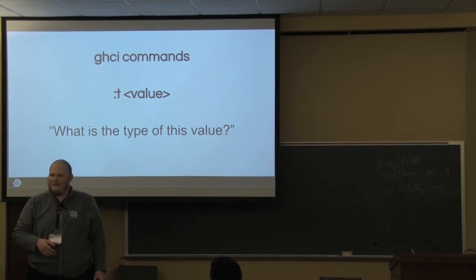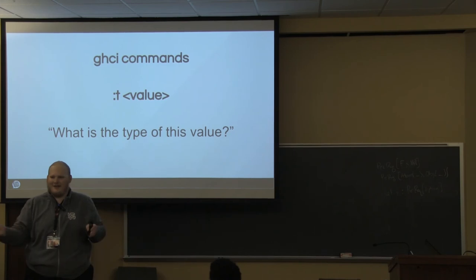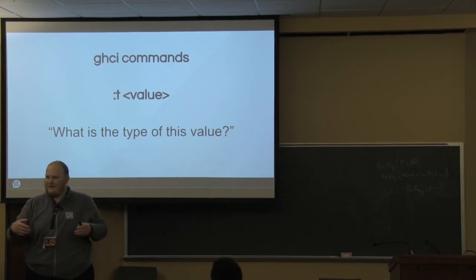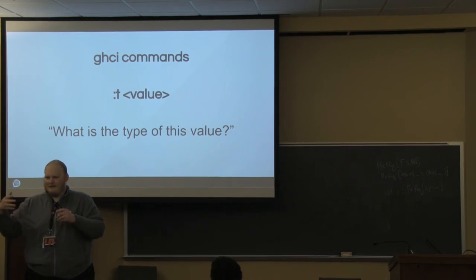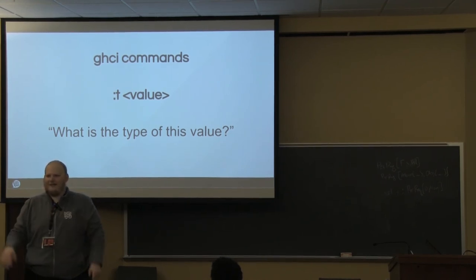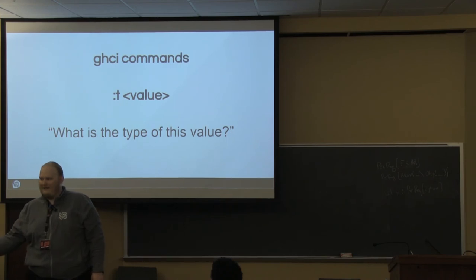Could be anything. We don't know. We haven't put anything into it. So it's a star to star. Now, if I ask you colon K of open bracket int close bracket, well, I know this is a list of integers, so it's just star. Same principle, right?